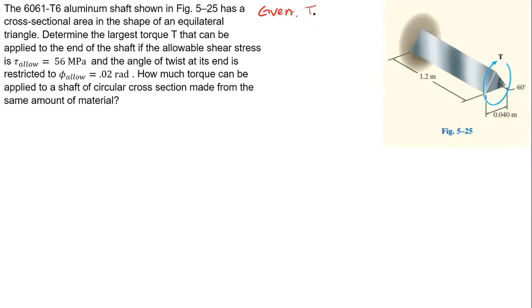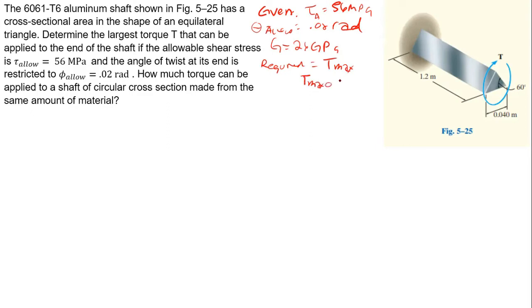So given tayo ng tau allowable na 56 MPa. Allowable angle of twist natin na 0.02 rad. And then G of, so sabi dito aluminum, so pag tinignan nyo sa reference material natin doon sa likod na Hibbler, ang G natin for aluminum is 26 gigapascal. So ano yung required? So yung tau at maximum torque natin and then Tmax natin kapag circular naman.